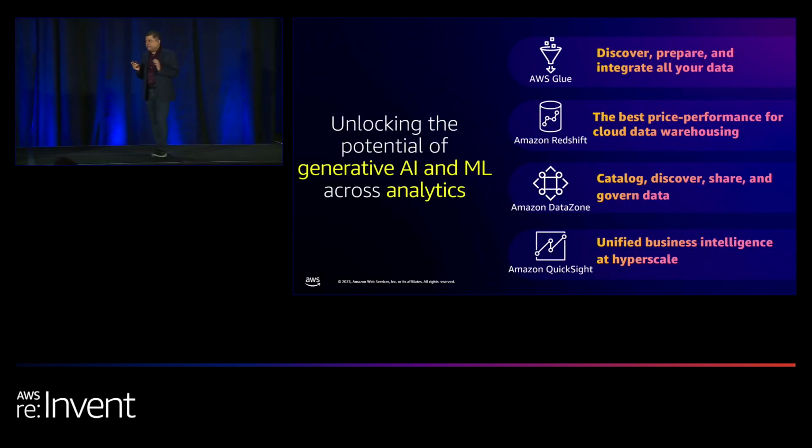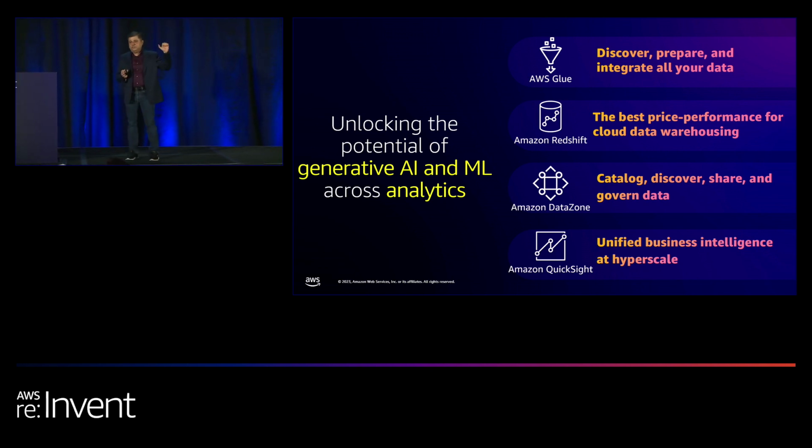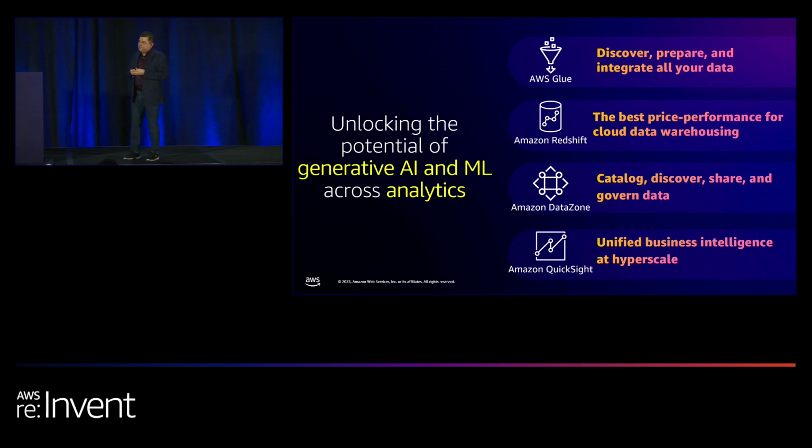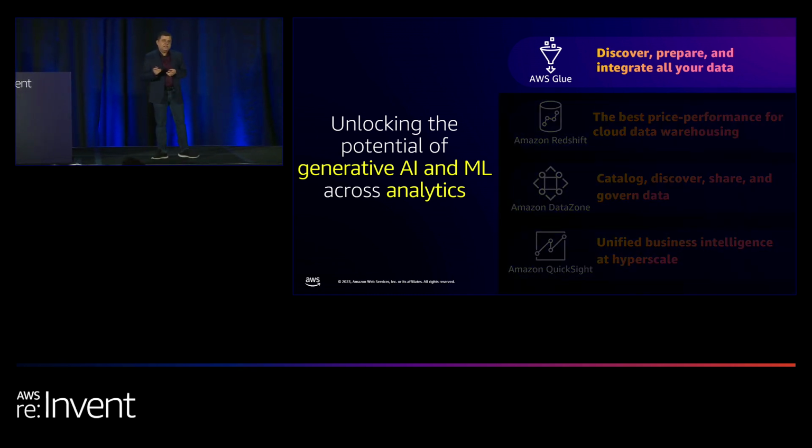So in this entire presentation, we are going to start from the left-hand side, which is data integration. We're going to look at data quality checks. Then we'll talk about data governance and data storage into a data warehouse like Redshift. And finally, Kelly is going to talk about QuickSight and the business intelligence part. So let's start with data integration.